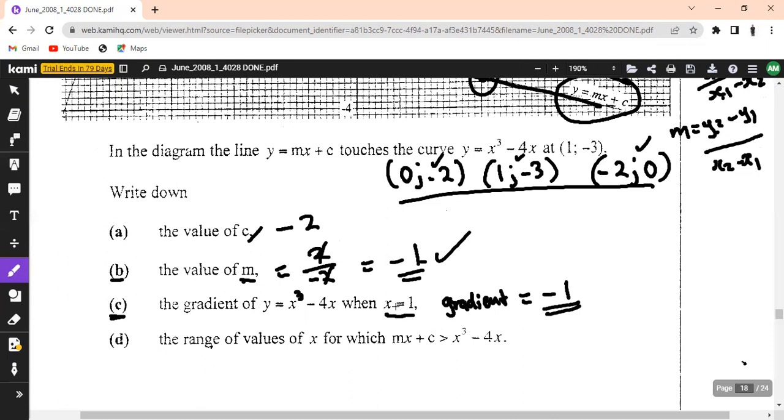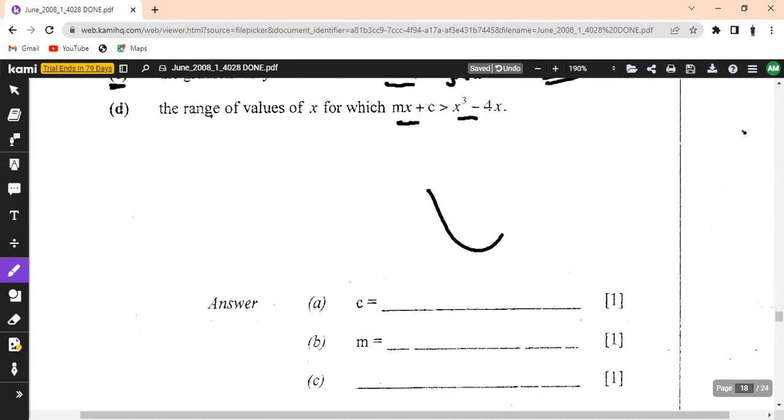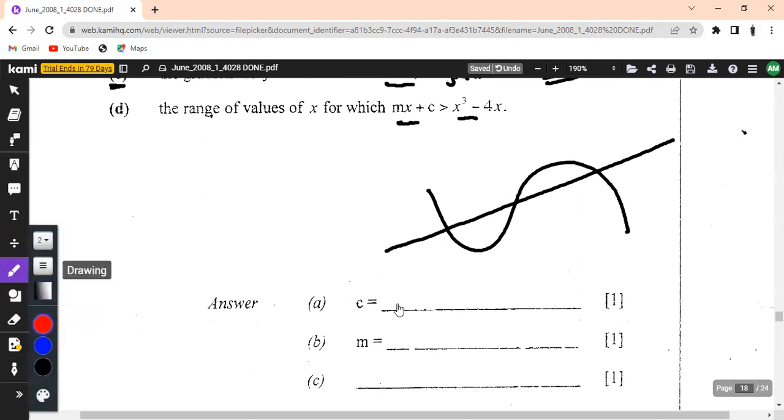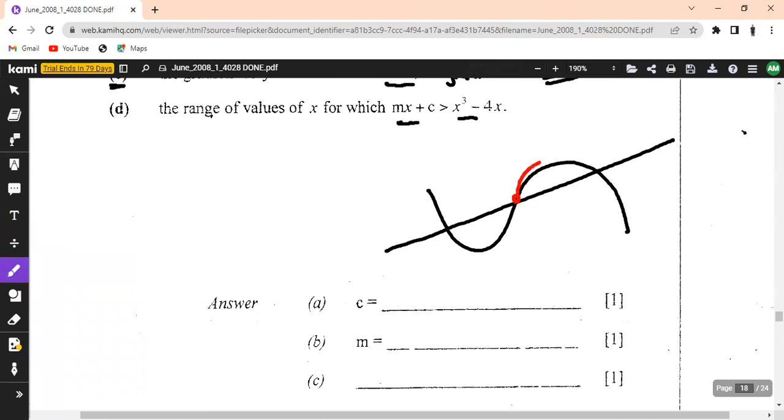Okay. Then let's see the range of values of x for which mx plus c is greater than. Okay, this is what I want you to note. When you are given graphs like this, when another line or another curve is greater than another, let's just take an example of this part here. I'm just going to put it this way. Let's just take something like this one. Okay, this line here, when you are saying it's greater, we are just representing a region where one graph is above of the line, like this one here, from this point here up to this point here. This graph here is above this line.